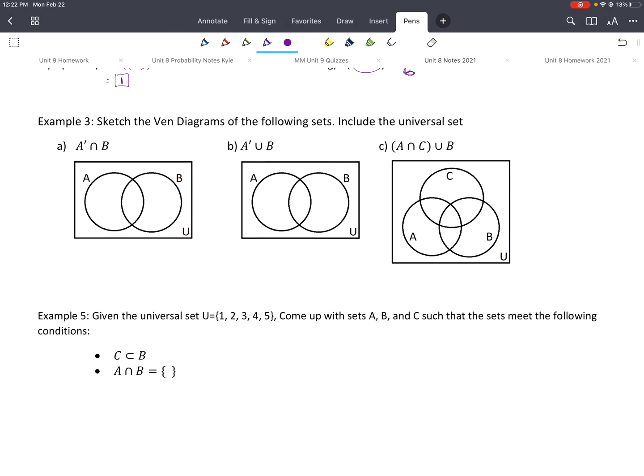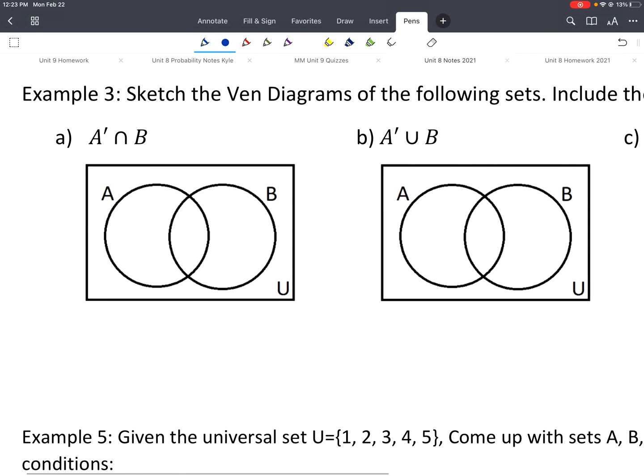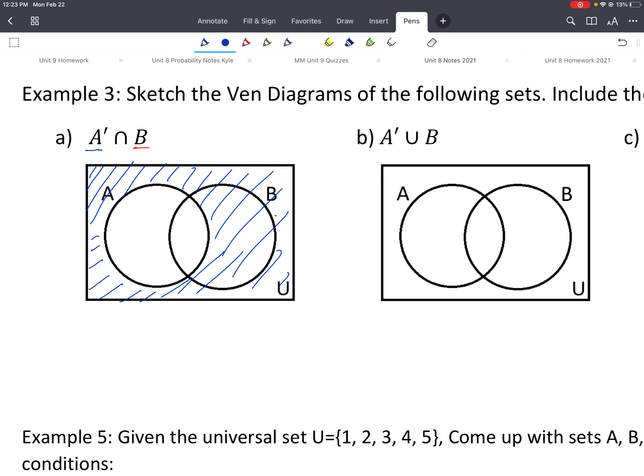And then let's do some Venn diagram stuff. So you'll have stuff like this, where all I'm going to ask you to do is shade. It might be nice to have different colors. That might be good, either way. So we want to do the intersection of A complement and B. First I'm going to color what A complement is. Again, it's everything but A. Okay, so that's A complement.